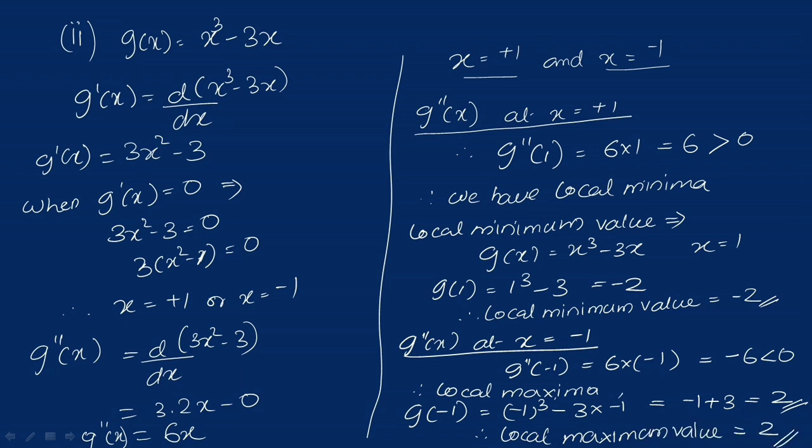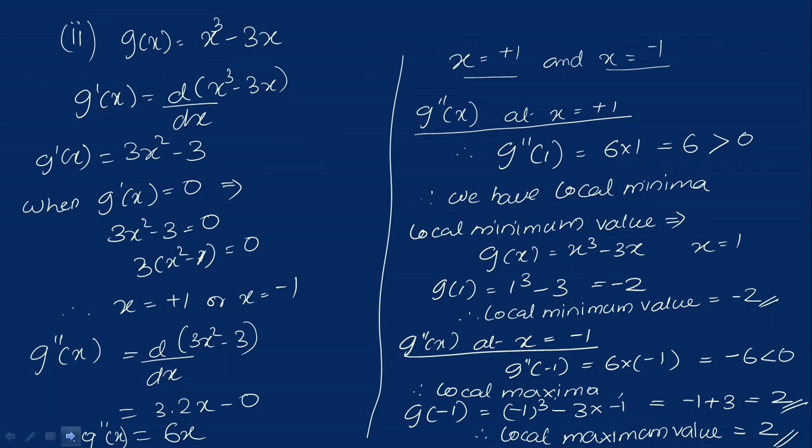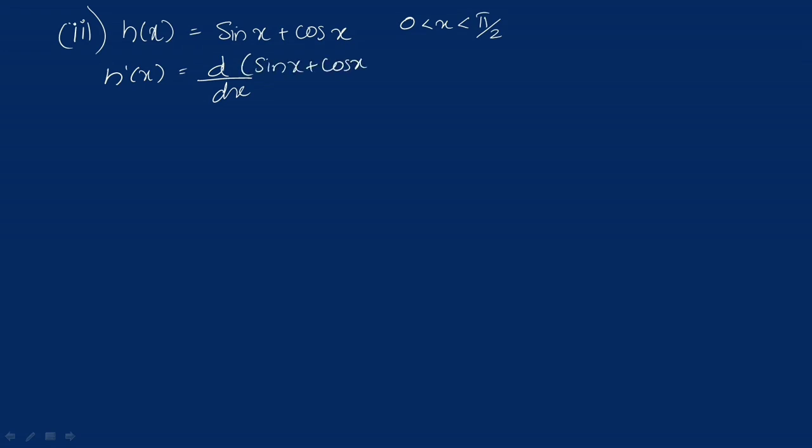Now moving to the next question, the third question: h of x is equal to sin x plus cos x, where 0 less than x less than pi by 2. What is h dash of x? That is d by dx of sin x plus cos x. d by dx of sin x is cos x, and d by dx of cos x is minus sin x. So we have cos x minus sin x.